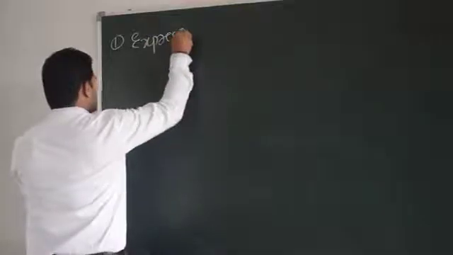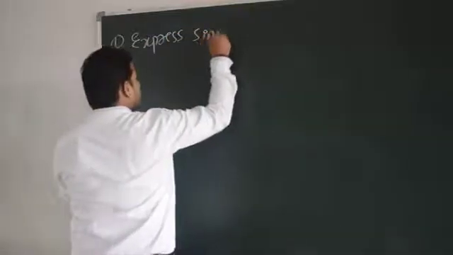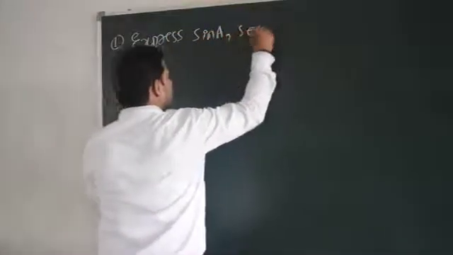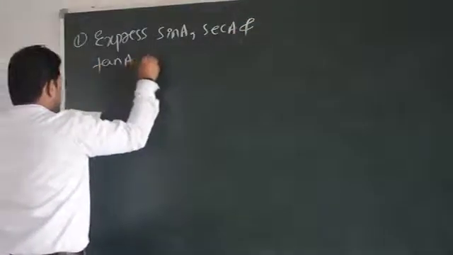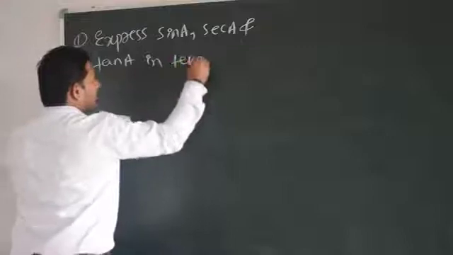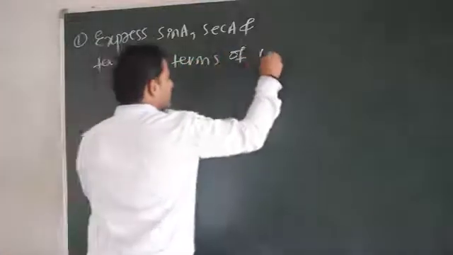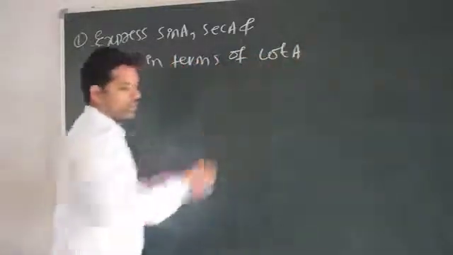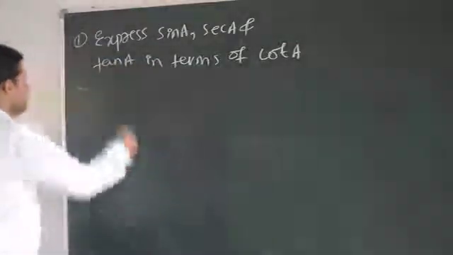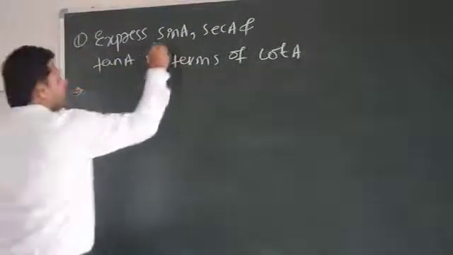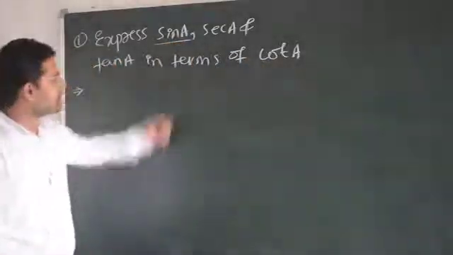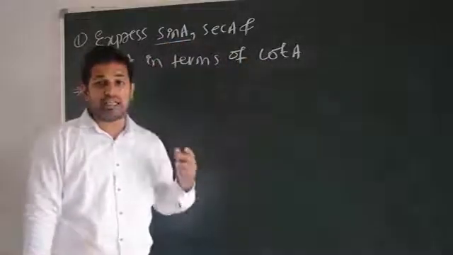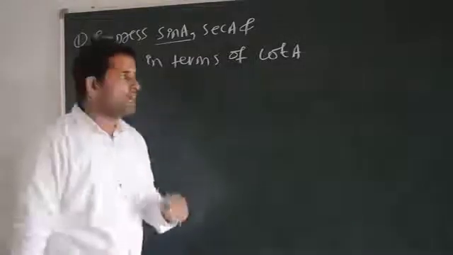Express sine A, secant A and tan A in terms of cot A. Look at this question. Now they are asking you to put sine A in terms of cot A. Is there any relation between sine A and cot A directly? No. Yes or no? We had three identities, right?